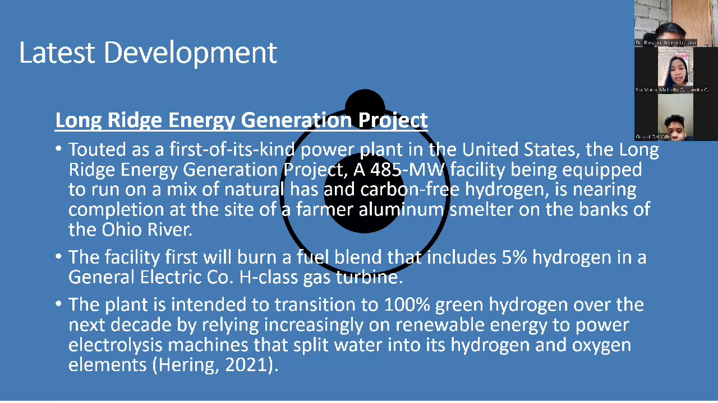The facility will first burn a fuel blend that includes 5% hydrogen in a General Electric H-class gas turbine. The plan is intended to transition to 100% green hydrogen over the next decade by relying increasingly on renewable energy to power electrolysis machines that split water into its hydrogen and oxygen elements.